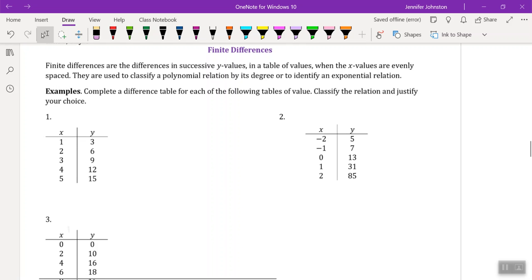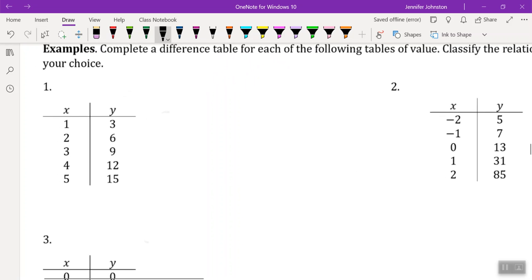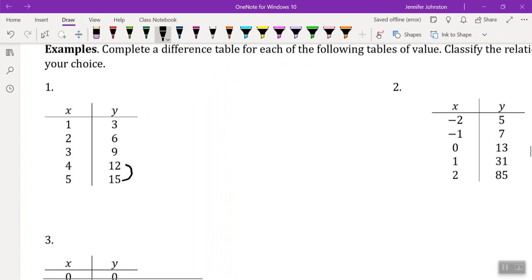Excuse me. Alright, so let's go ahead and do the difference table for this first one. We always start from the bottom and move up. So we're going to do 15 minus 12, that gives us 3. And then 12 minus 9, which is 3. And then 9 minus 6. You kind of get the picture.